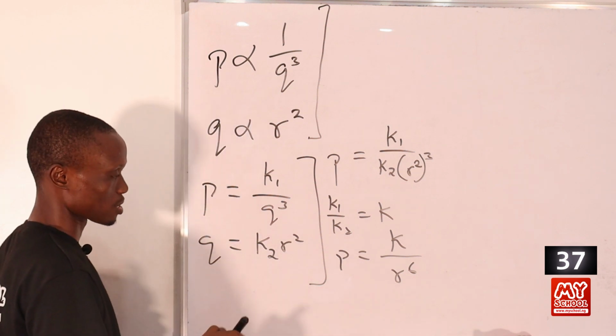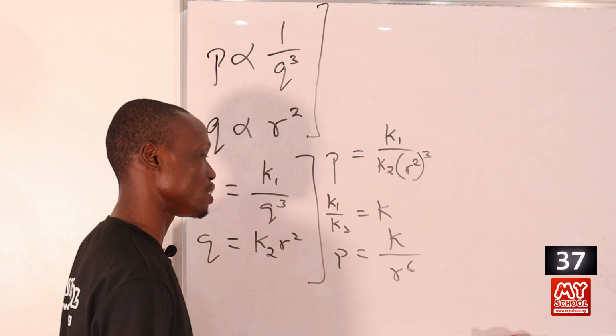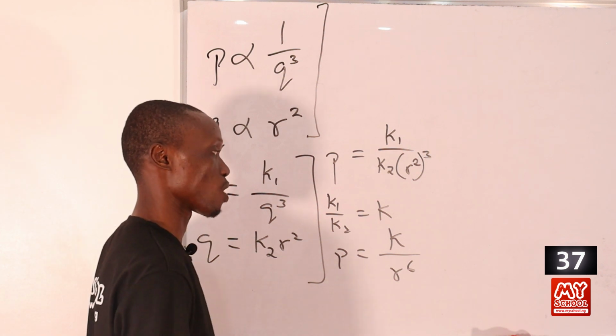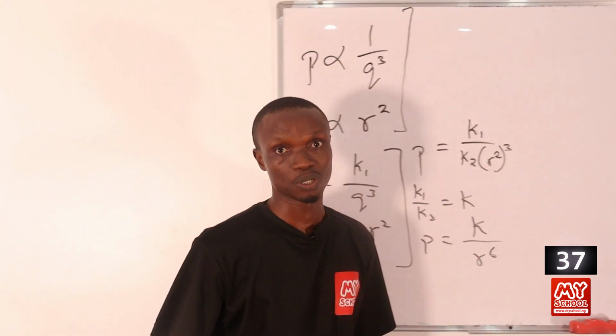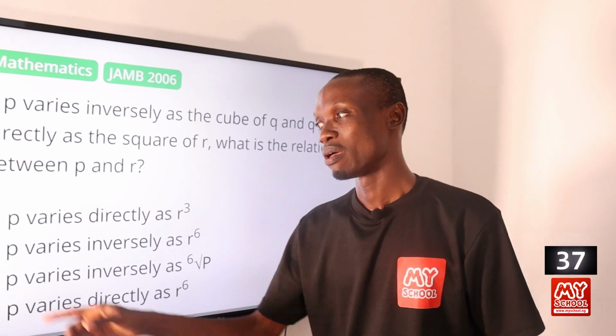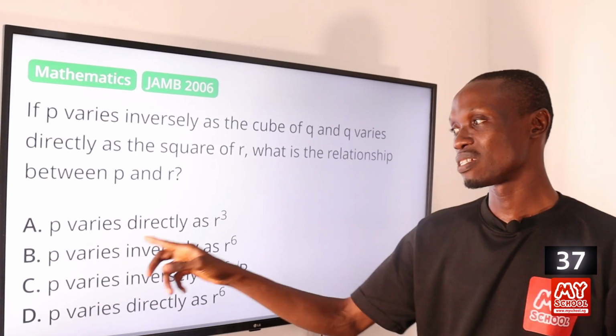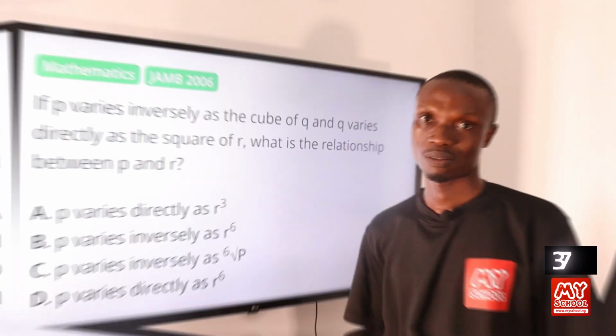In this case, the relationship between P and R is such that P is inversely proportional to R raised to power 6. So let's return back to the screen to pick the correct answer to this question, and that is option B. P varies inversely as R raised to power 6.